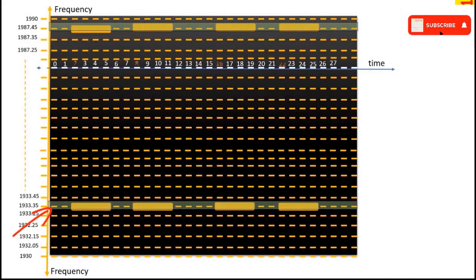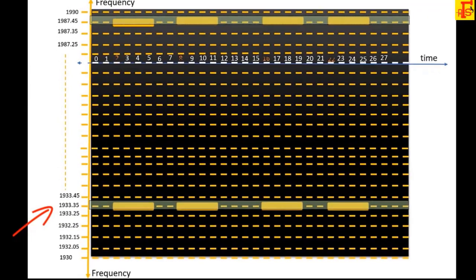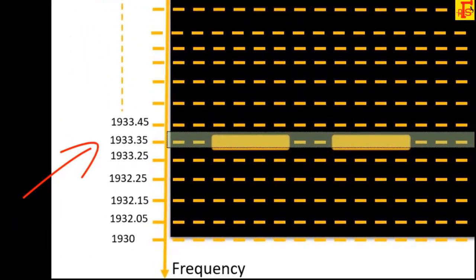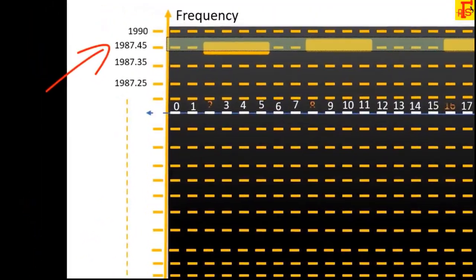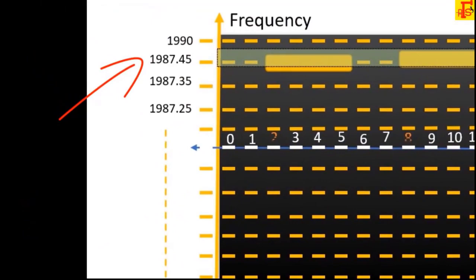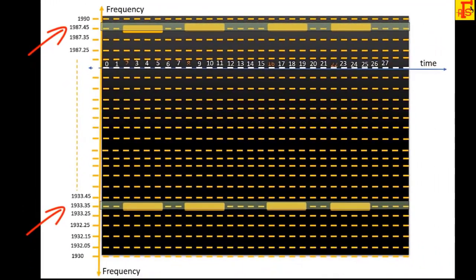Finally, the UE got the SSB location, that is 1933.35 megahertz SSREF, and another SSB at 1987.45 megahertz. So at these two frequency points, the UE got the SSB location after frequency scan.